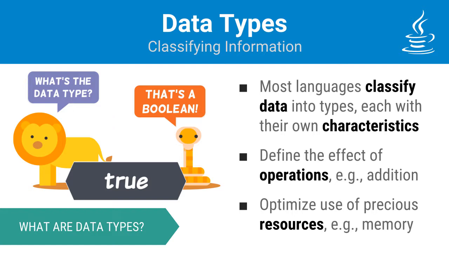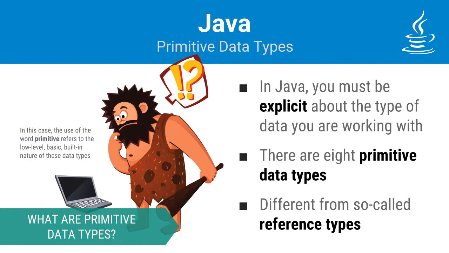Most programming languages classify information into data types with common characteristics. Data types are necessary for a couple of reasons. First off, a computer needs to know how to intelligently allocate resources needed to work with data. And the compiler needs to know the types of data involved in operations to know what to do. For example, adding two numbers together should be treated much differently than adding two words together. For these reasons, Java employs aspects of something called type safety. Simply put, this means that you must be explicit about the type of data you are working with.